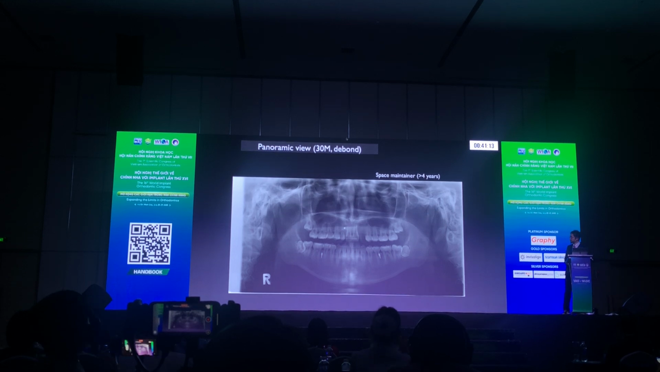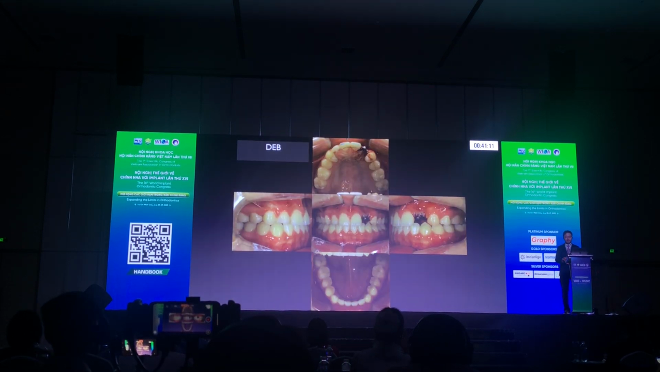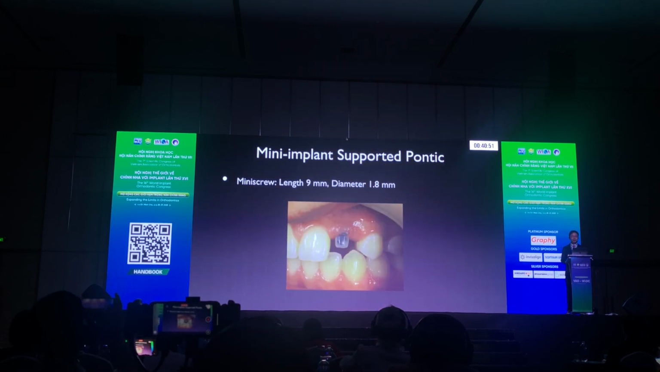Here's the final. After finishing the case, he's only 16, and we have to wait more than 3 years, so you have to consider a retention protocol. We have a choice: removable and fixed. In this case, we used the fixed type because boys normally don't like removable appliances. So we applied a longer and thicker mini screw. We call it a mini implant supported fixed retainer, so we don't need patient compliance.